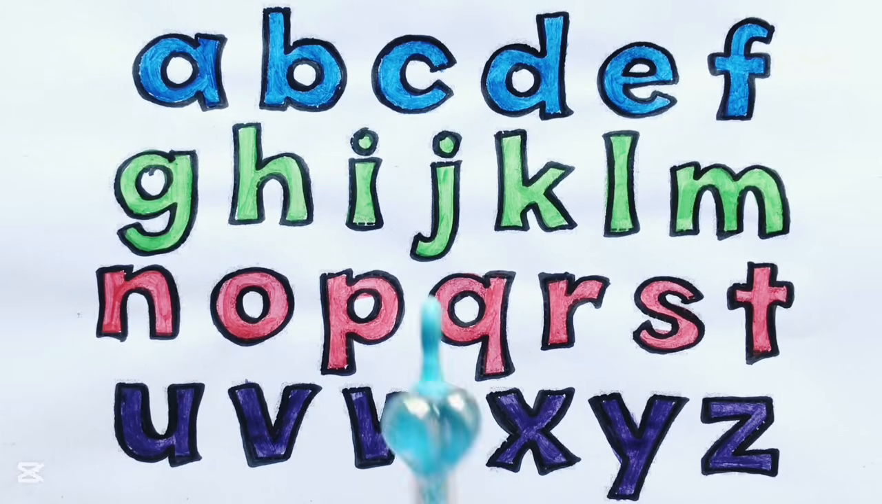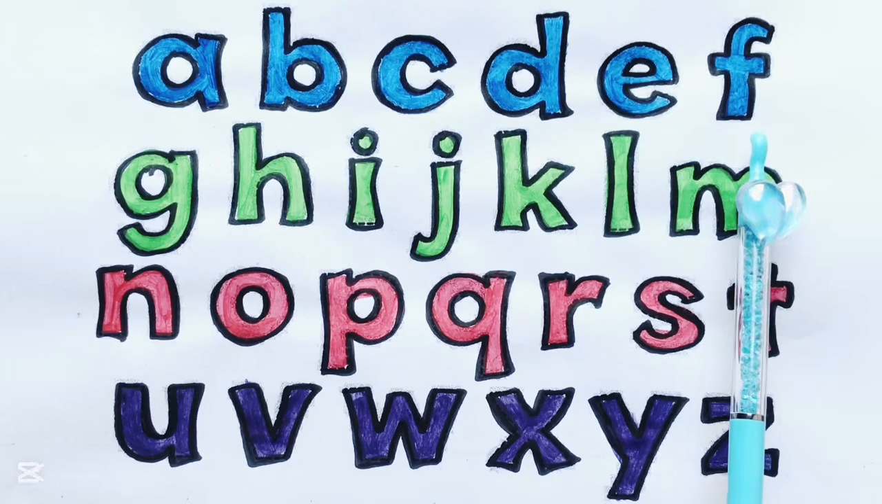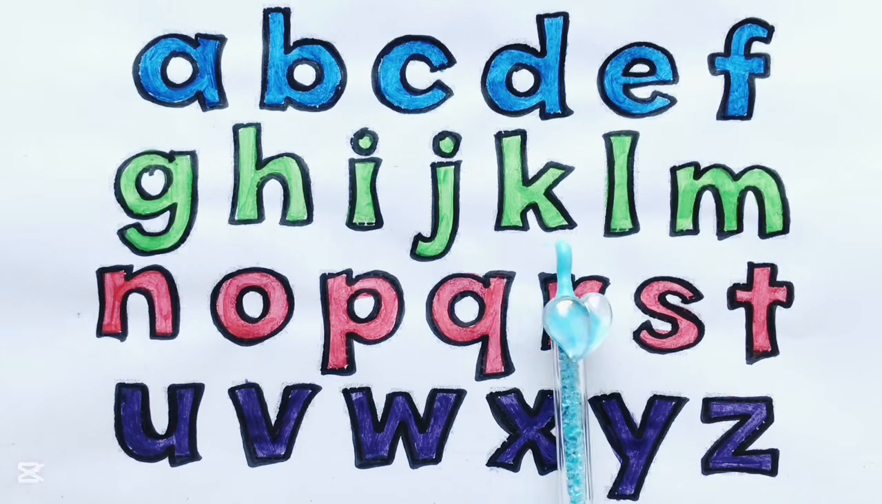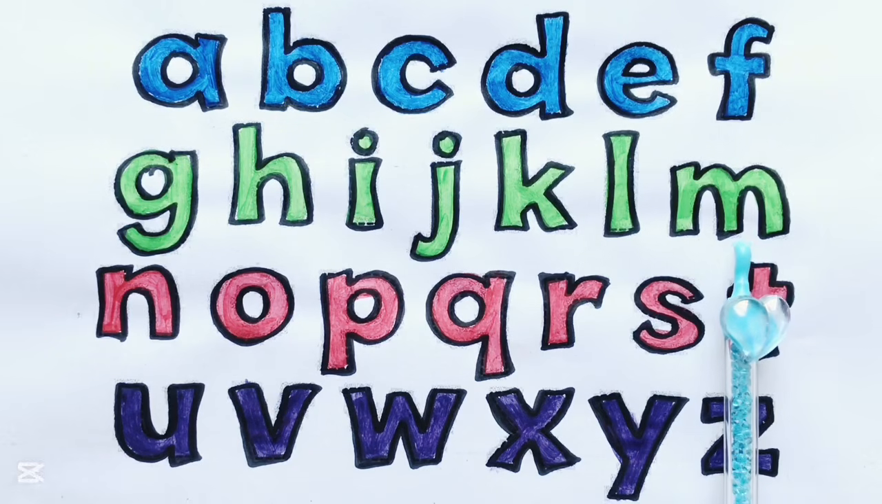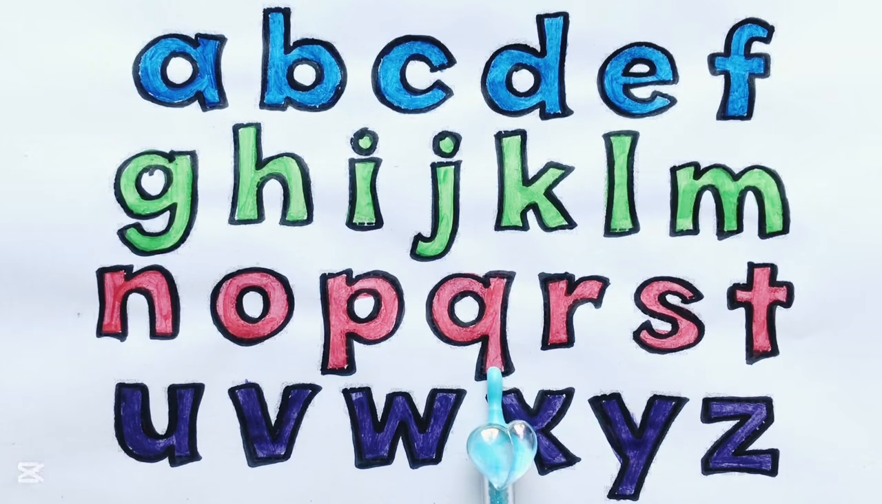Let's repeat. Learn lowercase letter A, B, C, D, E, F, G, H, I, J, K, L, M, N, O, P, Q, R, S, T, U, V, W, X, Y, and Z.